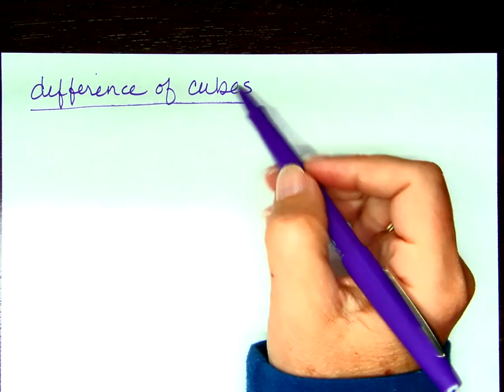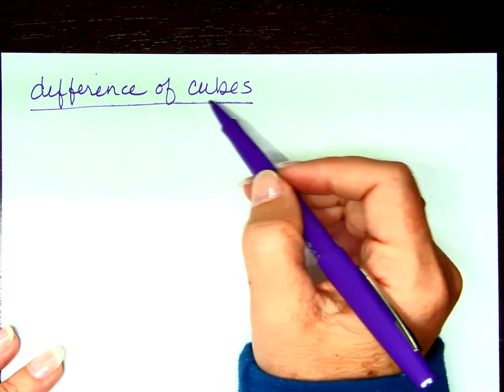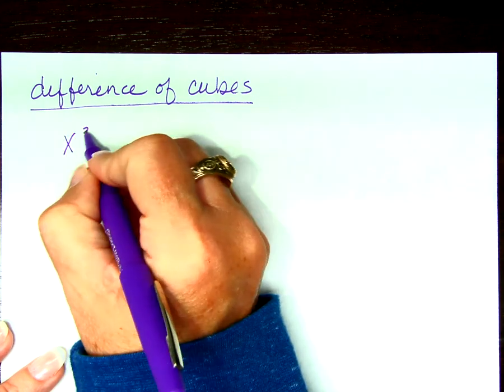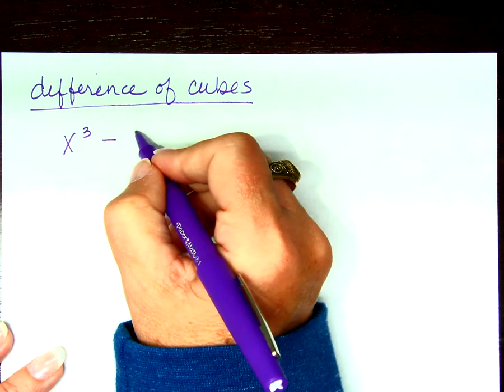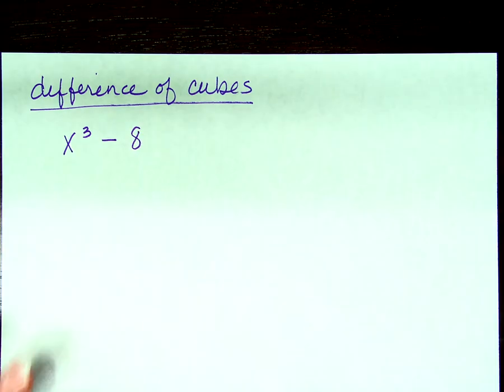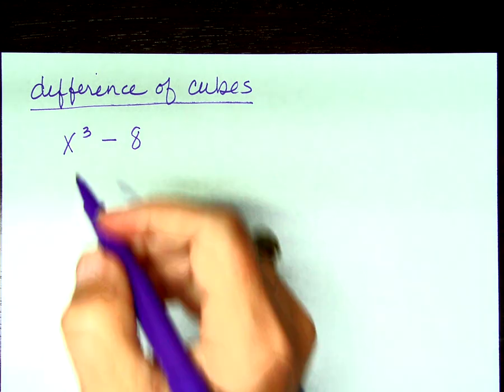But the difference this time is that they're not going to be squared terms, they're going to be cubes. So x cubed minus... How about 8? Is 8 a cubed term? What times what times what equals 8? 2, right? So you may teach the pattern or the formula, whichever is easiest. Pattern, okay?